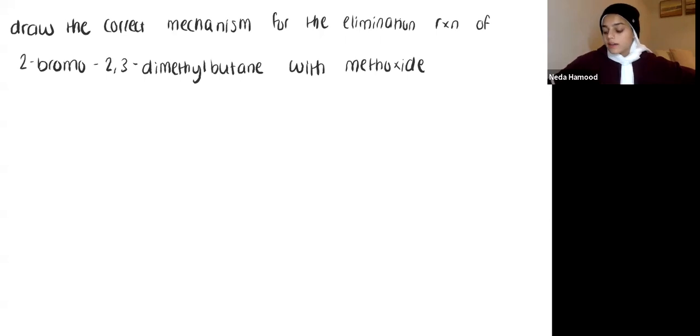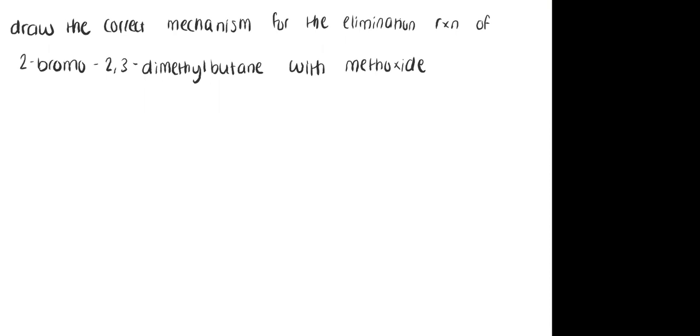Let's go ahead and write out what 2-bromo-2,3-dimethylbutane would look like. So how many carbons are in butane? 4. Yep, 4.